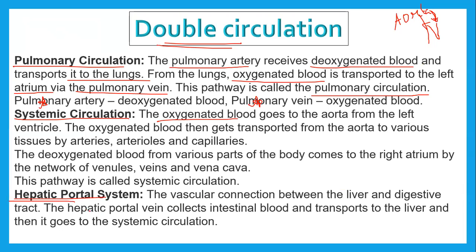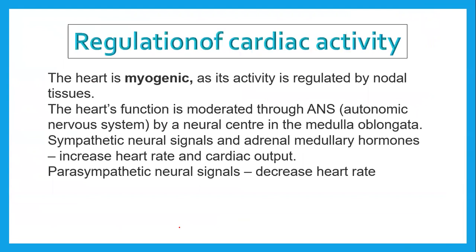What do you mean by hepatic portal system? They are actually the vascular connection between the liver and the digestive tract. So the liver and the digestive tract, and all detoxification will be done in the liver. So transportation of blood is essential there. So that particular circulatory system that acts as an interconnection between the liver and digestive tract, you will call it what? The hepatic portal system. The hepatic portal vein collects intestinal blood and transports it to the liver and then it goes to the systemic circulation.